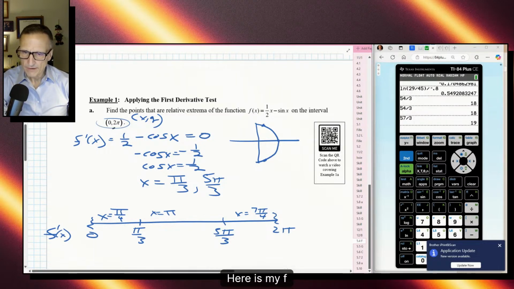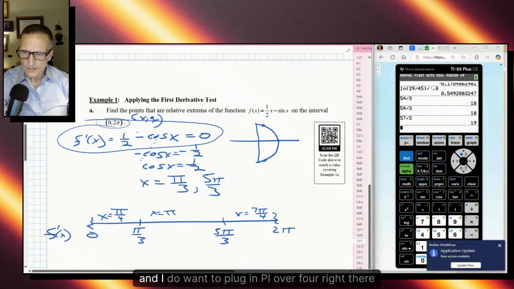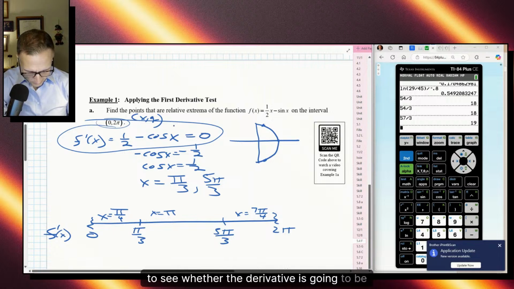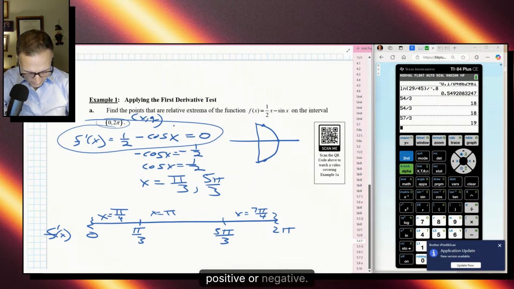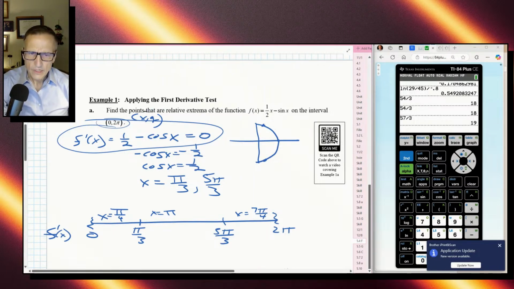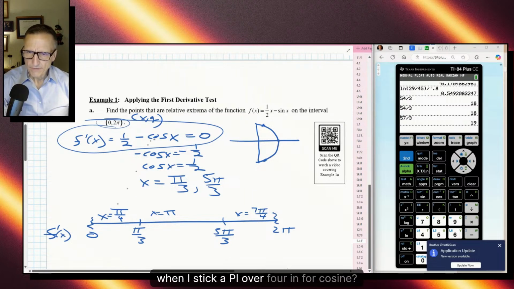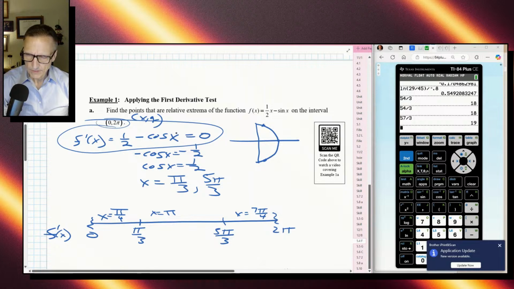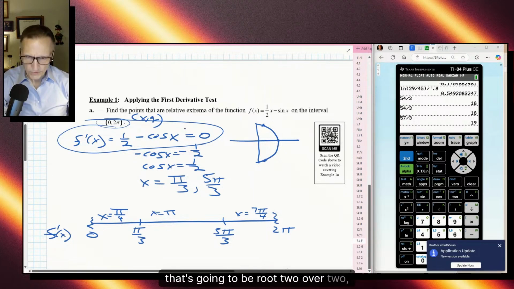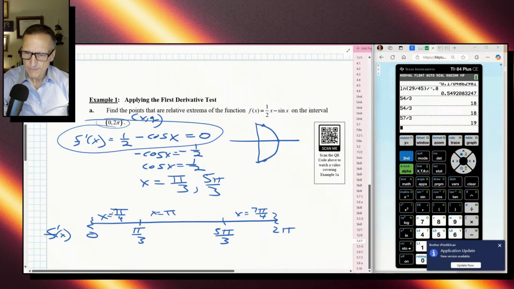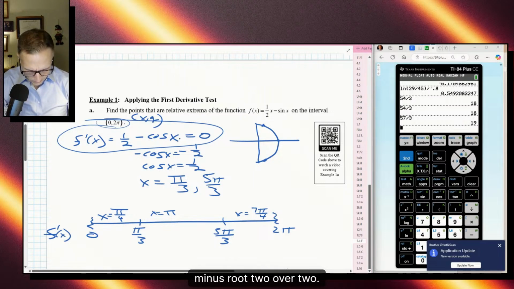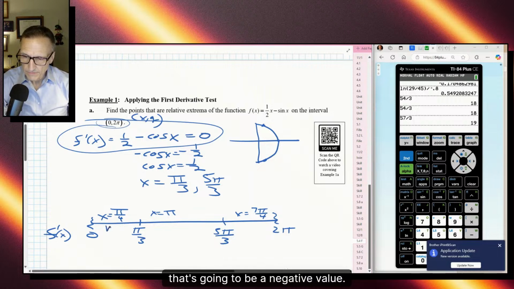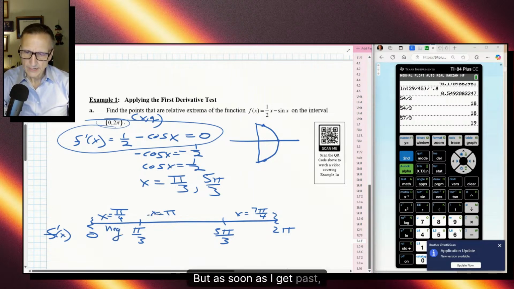So I will go back to my f prime. Here is my f prime. And I want to plug in pi over 4 right there to see whether the derivative is going to be positive or negative. So what will happen here? When I stick pi over 4 in for cosine, that's going to be root 2 over 2, right? So this would be 1/2 minus root 2 over 2, and that's going to be a negative value.